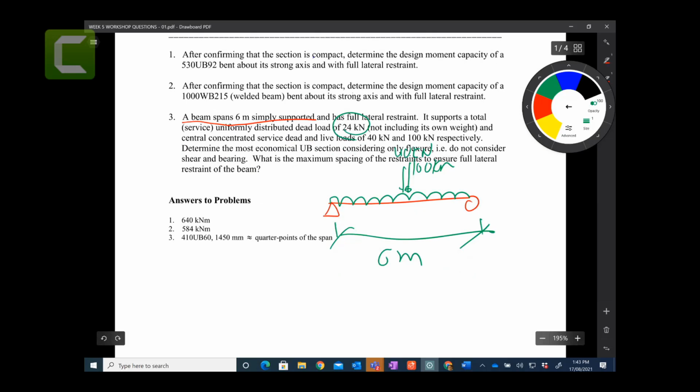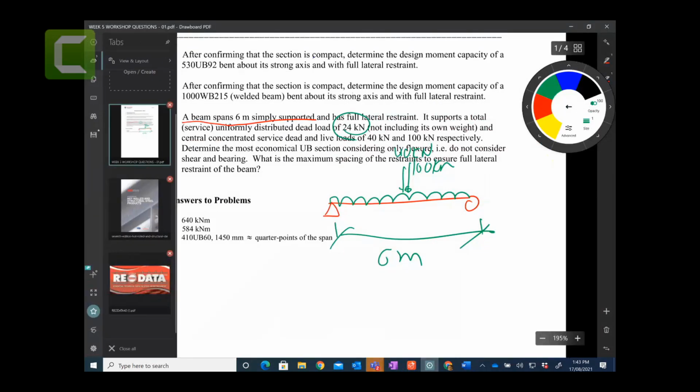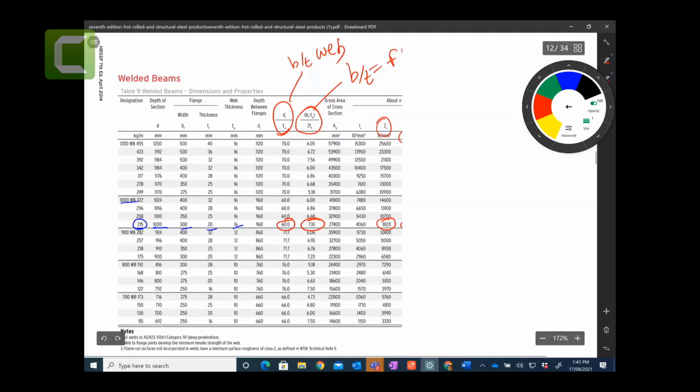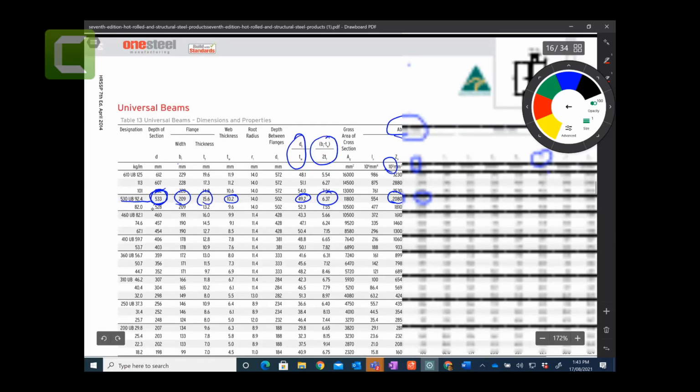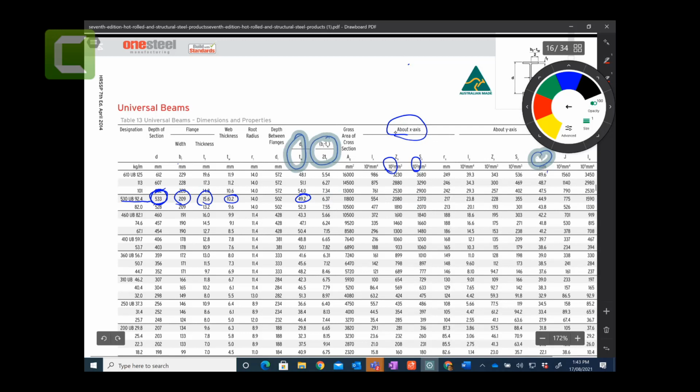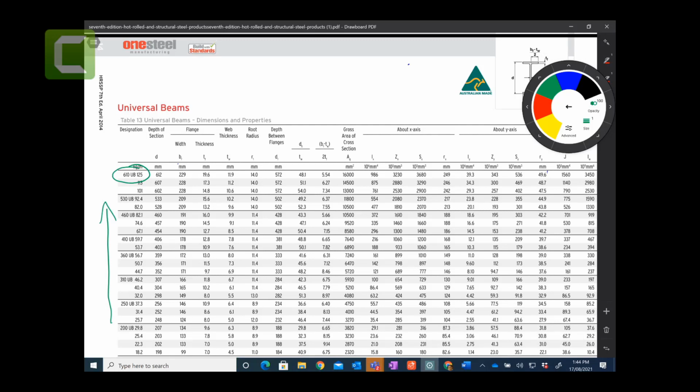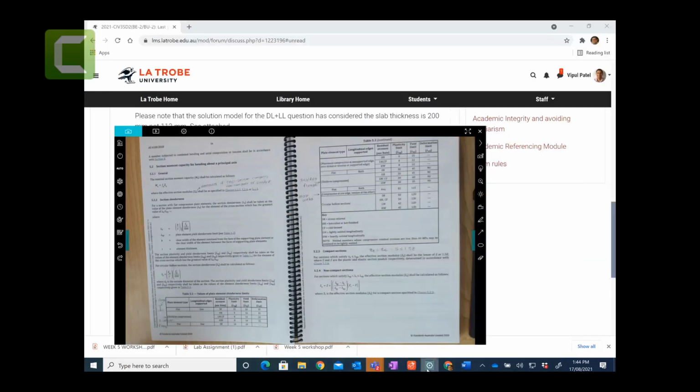So what they want is for us to tell them the universal beam to take into account. Someone might say, if you go from down to up, its capacity will be increased, right? You can pick the 610 125 UB and it will have the highest moment capacity. But it's not economical. You need to check how much moment you need to carry, and select which one is more economical. That's how engineers reduce their cost. So let's work it out.